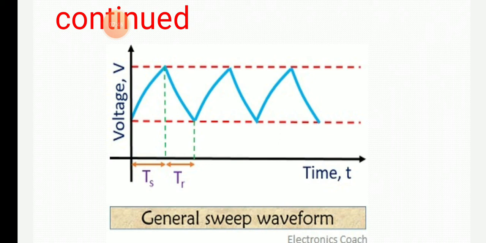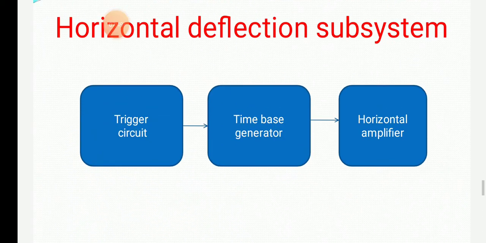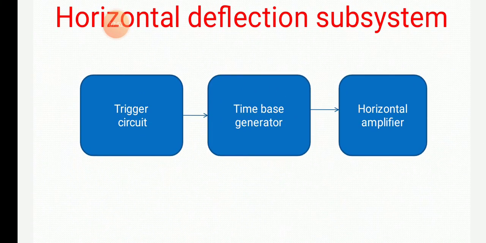Next, second block, trigger circuit. The trigger circuit produces trigger pulses by referring to the trigger source. You can take some trigger source; we'll discuss that later. The trigger circuit provides one more function: synchronization between the sweep signal and the vertical input signal, which is to be observed on the vertical deflecting plates.